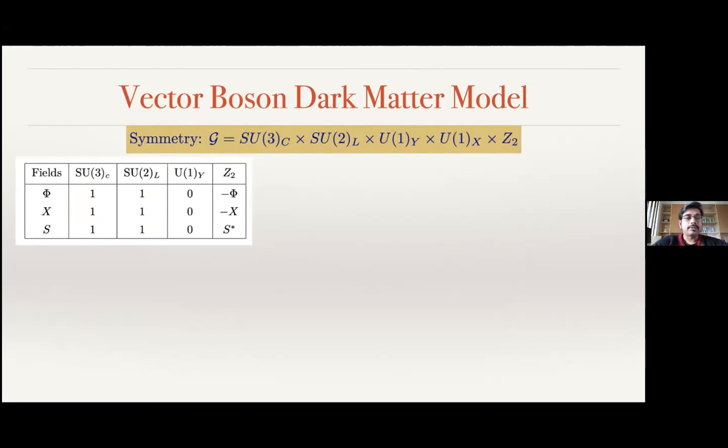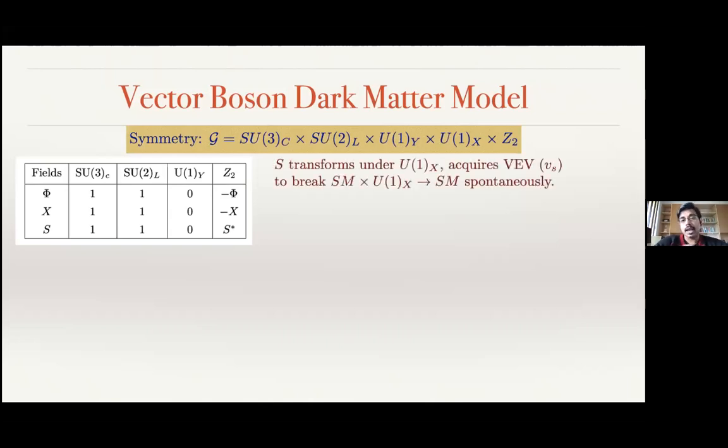The X is, of course, the vector boson, which is the gauge boson under this U1X gauge group. And this also transforms under Z2. S is also transforming under this U1X, but it transforms like S goes to S star under the Z2 symmetry. So, as I just said, S transforms under U1X, and it basically acquires a vacuum expectation value to break the standard model cross U1X into the standard model spontaneously.